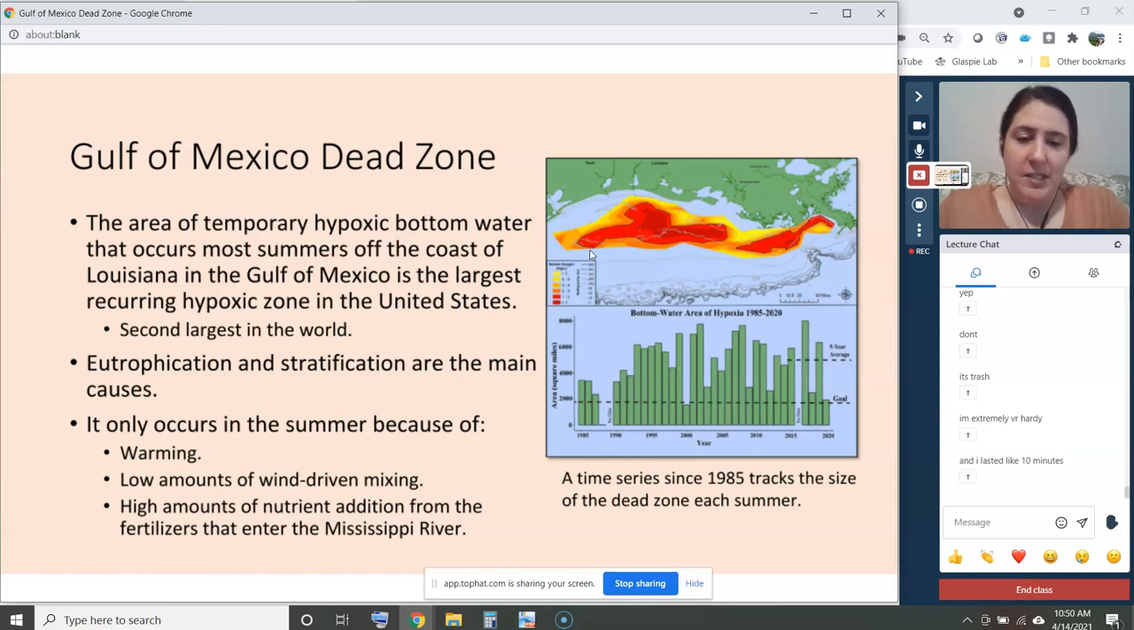There's been a great time series since 1985 that tracks the size of the dead zone each summer. This was actually the size of the dead zone in 2019. It was quite large that year. And so let's see, this is 2020 and 2019 was right here. So it was above the 5-year average. We have a goal for the hypoxic zone that's actually way down here. We almost never reach our goal, and that goal would be achieved by decreasing the amount of fertilizers that make their way into the Mississippi River. But there are a lot of states involved in this and a lot of people's livelihoods, and it's a really, really difficult issue, as you can imagine.